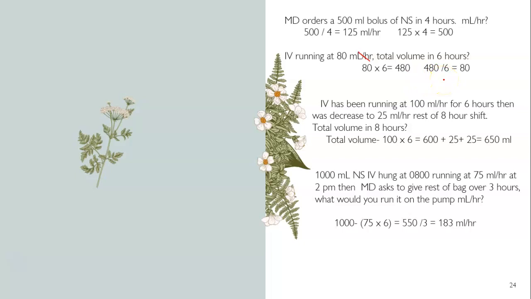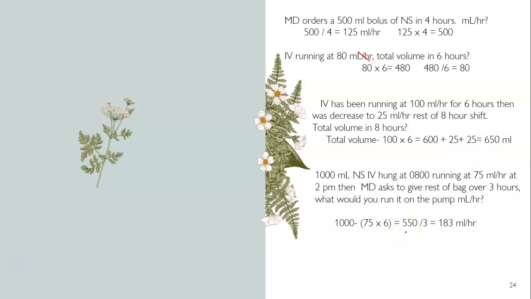Fabulous. And then this one in review, I'm running 100 an hour times 6 hours, 600, plus for the next 2 hours of my 8-hour shift, there's 2 hours left. He wants that to run at 25. So 600 plus 25 plus 25 equals 650. I've double checked myself and I'm correct.